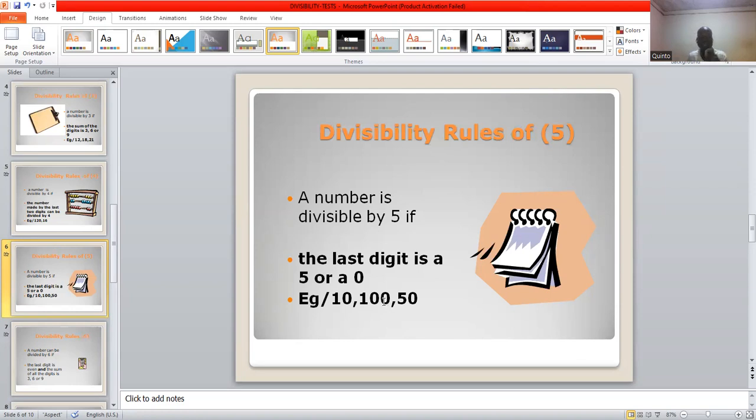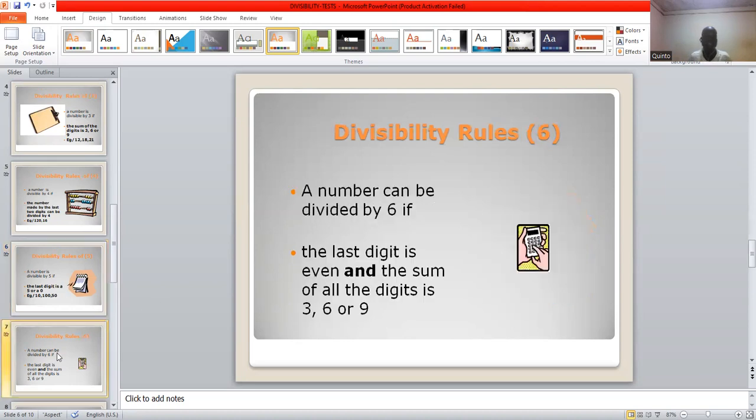Yes, it can be divided by 5 and 100 itself can be divided by 5. 50, the last digit is 0. It can be divided by 5 and 50 itself can be divided by 5. Let's proceed to the divisibility test of 6.